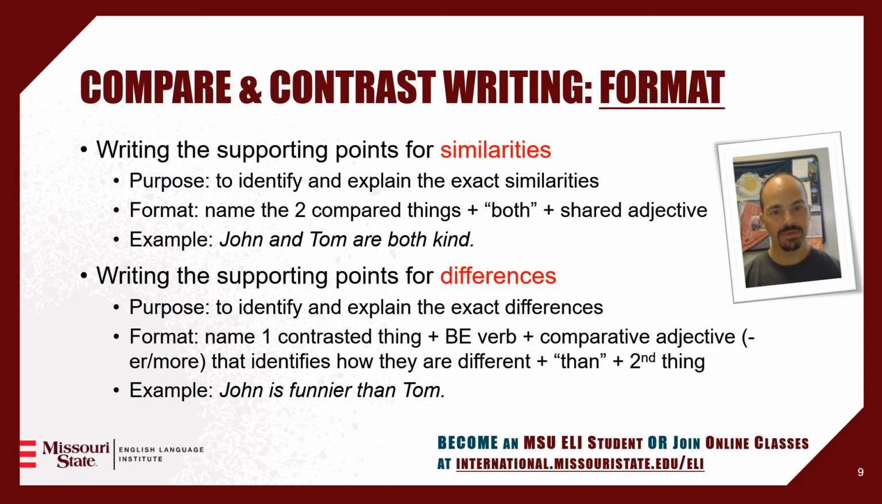But for the format of the differences, I mention one of the friends first, and then the be verb plus a comparative adjective using er or more. And I end with the other friend. For example, John is funnier than Tom. If you wanted to make the contrast more clear, you could include two opposite adjectives plus a contrastive conjunction but. And then you could write, John is funny, but Tom is boring. However, if both of your friends are funny, but John is funnier, then the first example is better. John is funnier than Tom.